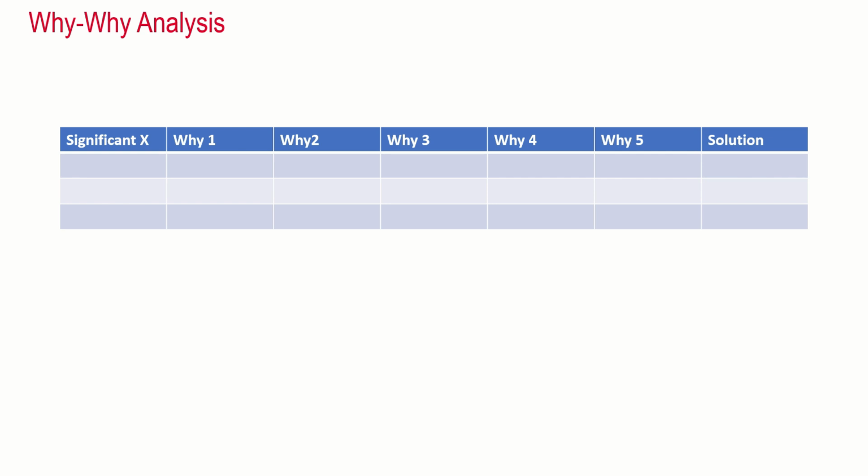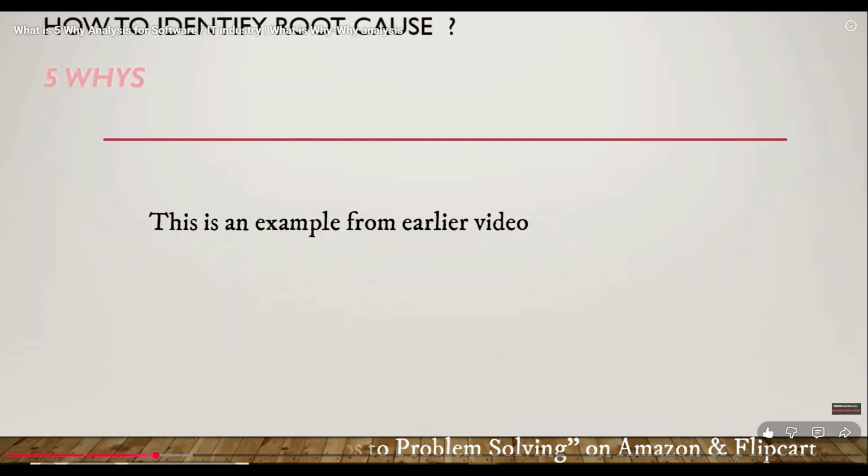Let's move on to the improve phase. The first tool is called why-why analysis. You write down your significant X which you have identified through your hypothesis tests, and then you start asking why. The answer to the first question becomes the second question. Identify the root cause with the help of 5 whys.